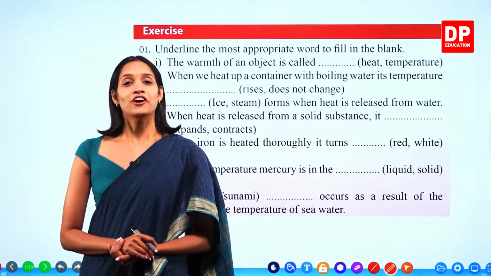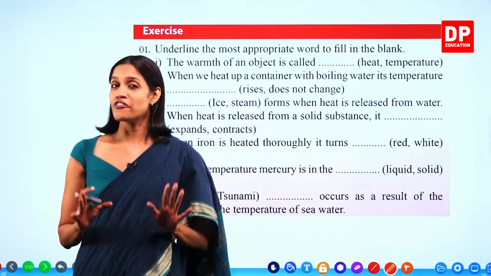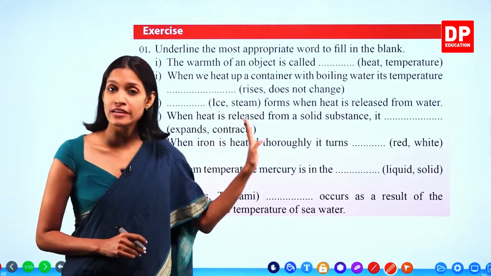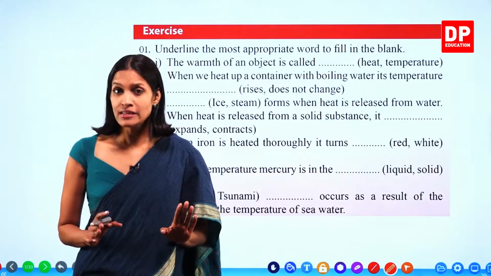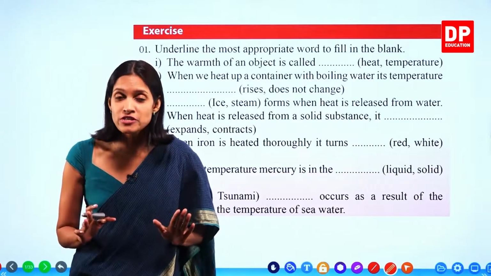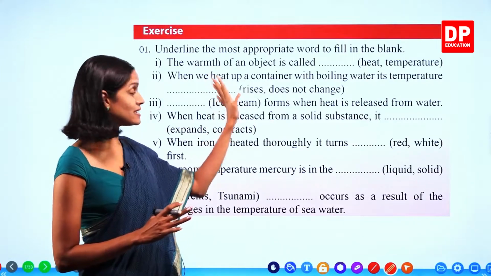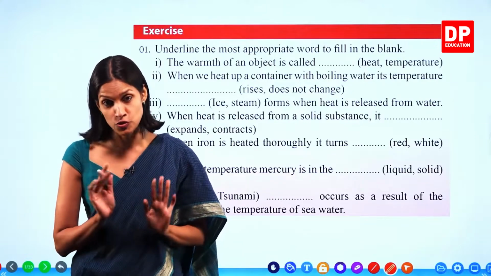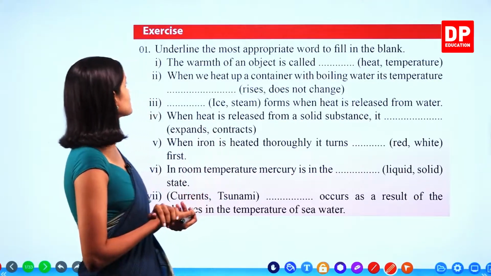Right, children. Now we are going to start the exercise of this lesson. So first we are going to start to do the exercise given in the textbook. Now remember children, like always, you all have to write the answers for all the questions and then you have to watch what I teach here and you can compare your answers with my answers. Okay, children? Right, let's start.